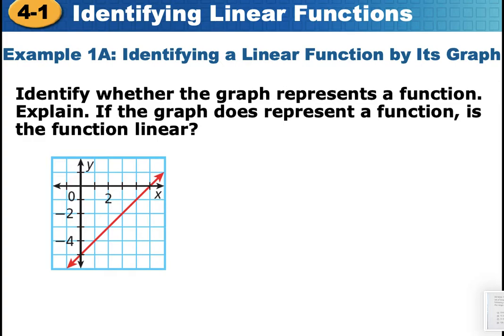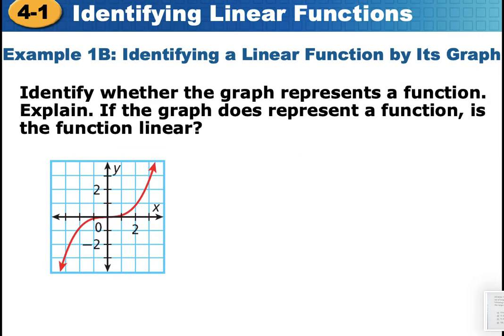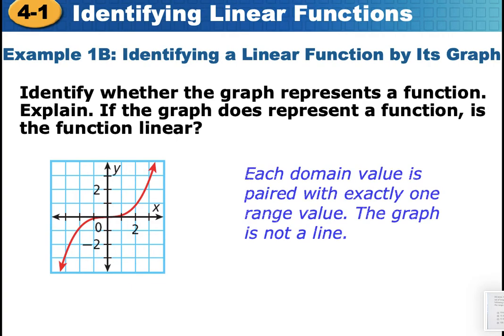So we're going to do two things. Is the graph a function, and is it a linear function? First, is this graph we're looking at a function? Yes, it passes the vertical line test. Is it a linear function? Yes, it's a straight line. Boom. All right, take a look at this one. Is it a function? Yes, each input only has one output. Is it a linear function? No, it's not a linear function. It's not a straight line.